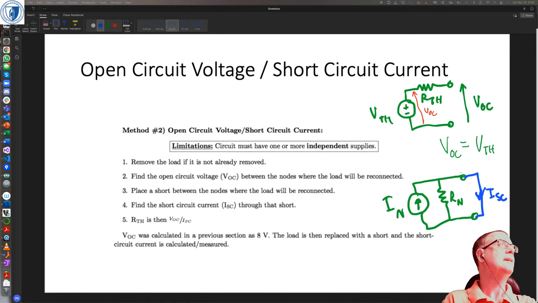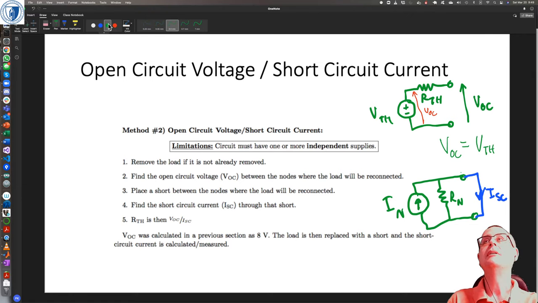How about Matt P? Any thoughts, Matt? Isn't it just the Norton current IN? Yeah, precisely, right? So in this case, you've got RN in parallel with a short circuit, right?